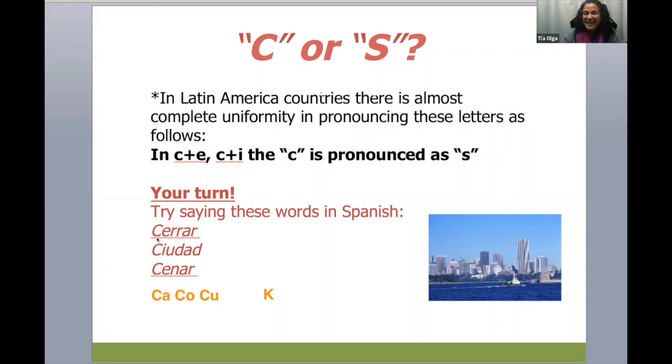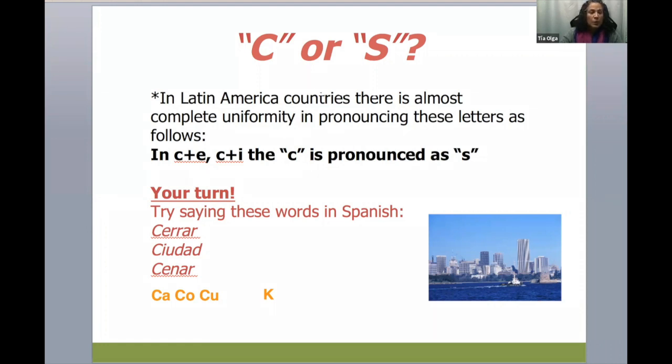Repeat with me. Cerrar, ciudad, cenar. Good. Please practice those, and if you have any comments, please write them in the comments. I'm going to answer all your questions about that. We have ka, ko, ku, like the K.